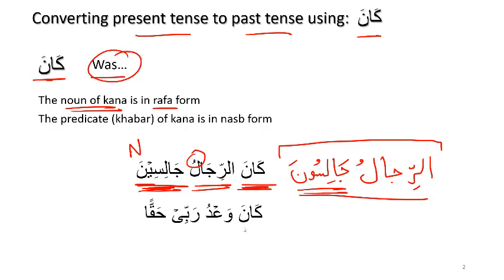Here is another example of the use of kana. Kana wa'adu rabbi haqqan. So kana is what moves this into the past. Wa'adu rabbi is the promise of my Lord. Haqqan is true. So notice wa'adu rabbi is in rafa, and haqqan, which is the khabar, is in nasab.